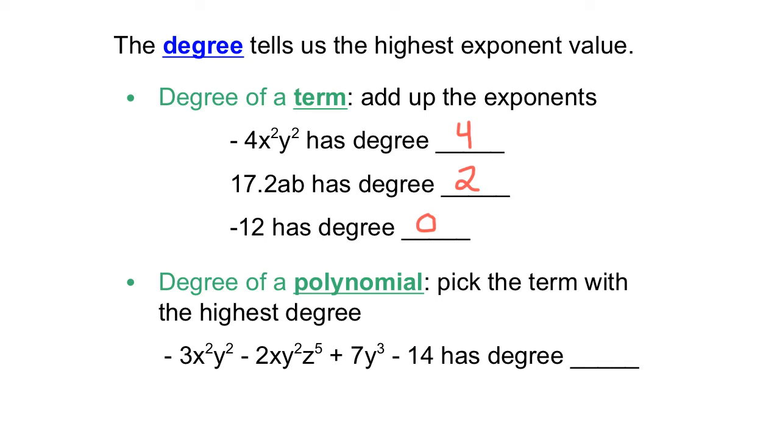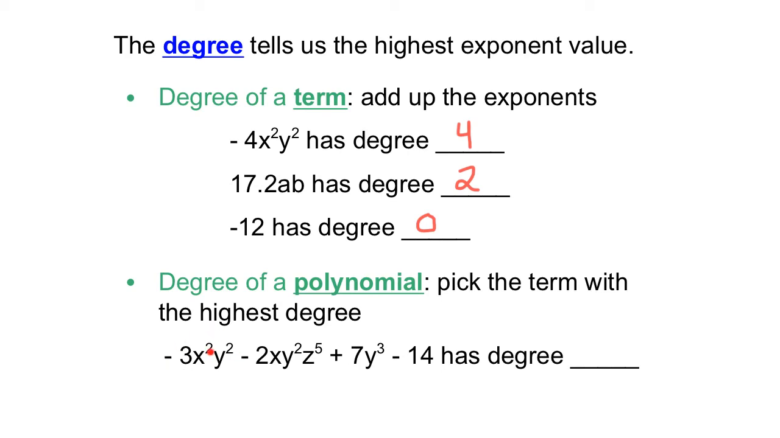But I want to know what's the degree of this polynomial. In order to know that, I have to find the degree of each individual term first, and then whichever degree is the highest, that's the degree of the polynomial. So if we look at the first term, what's the degree?